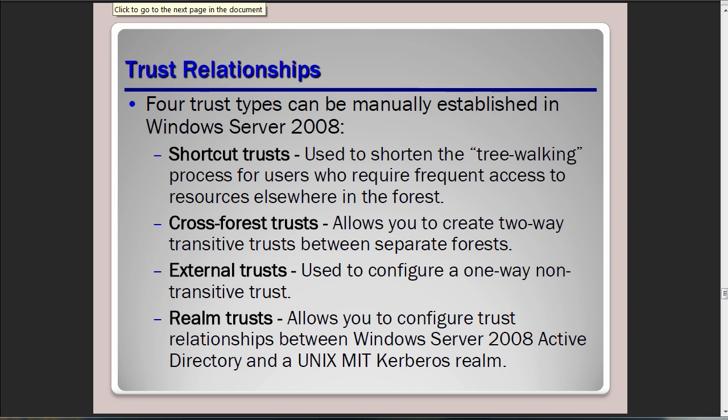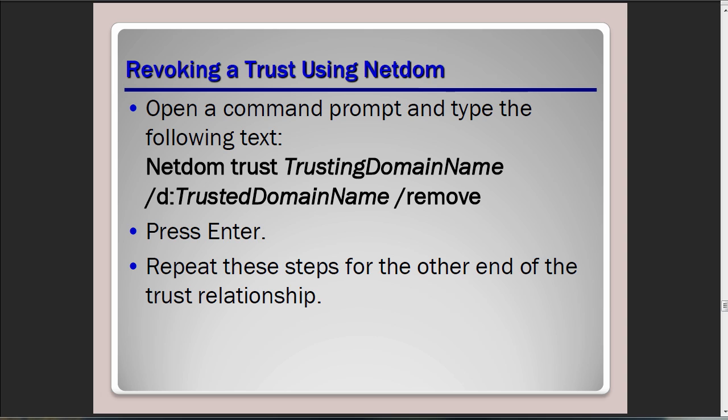Remember what transitive trust means? If not, yep, that's right, Google it. Get to understand these different trusts. And realm trusts allow you to configure trust relationships between Server 2003 and Unix Kerberos. So we can run those Unix machines and share resources from them onto our Windows Active Directory domain. Revoking a trust, pretty simple. Trust domain name, trust, and then remove. Repeat the steps for other trust relationships.